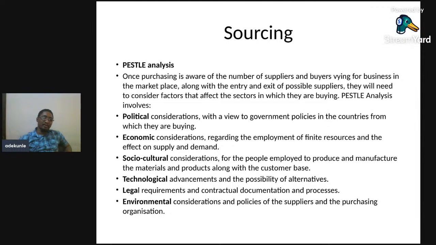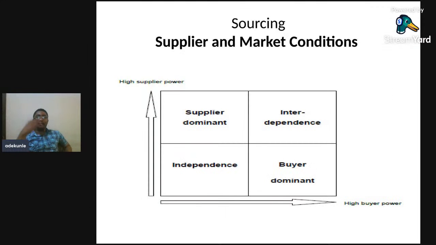The environmental consideration is key, in terms of policies and supplies that have to do with environmental issues that may either allow your organization to go to the next level or stop. They affect what you buy and how you buy.